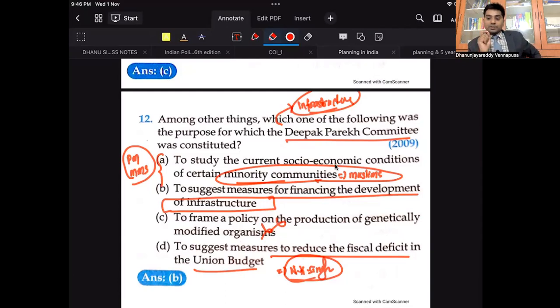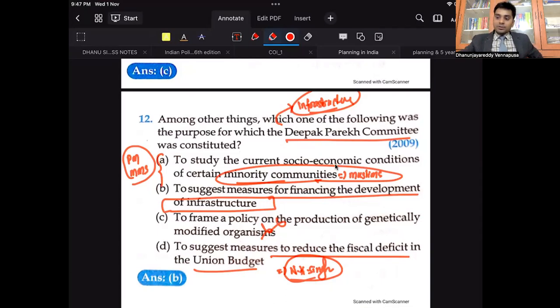For Muslims, there is one committee to suggest reforms in the Muslim community or to improve the socio-economic conditions of Muslims. The Government of India has constituted a committee. Please text it. If you do not know, I will explain in my next class. To suggest measures for financing development of infrastructure, Deepak Parekh. For C, there is no committee. For D, to suggest measures to reduce the fiscal deficit in the union budget, you have the NK Singh committee. These are the things that we have as far as planning is concerned until the topic of 2009 or 2008.